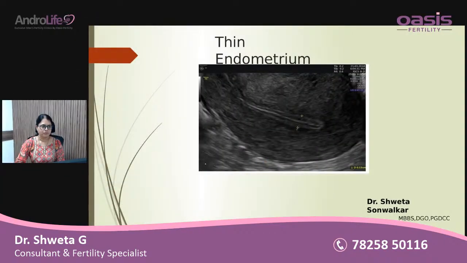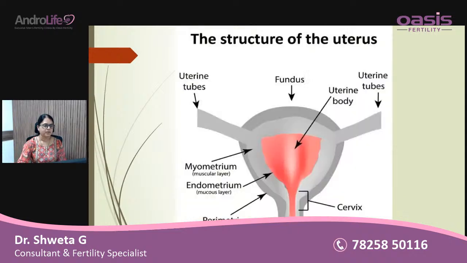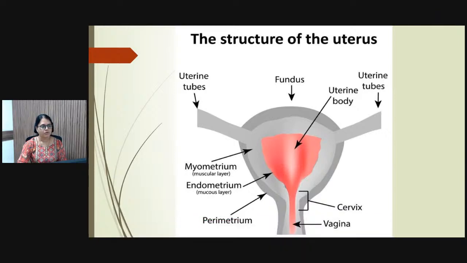So today I will be discussing thin endometrium. Before going into thin endometrium, let us understand the layers of the uterus, that is, the anatomy of the uterus. The uterus has three layers. The outermost layer is known as the perimetrium. The middle layer is known as the myometrium, which is made up of muscle fibers, and the innermost layer is known as the endometrium.